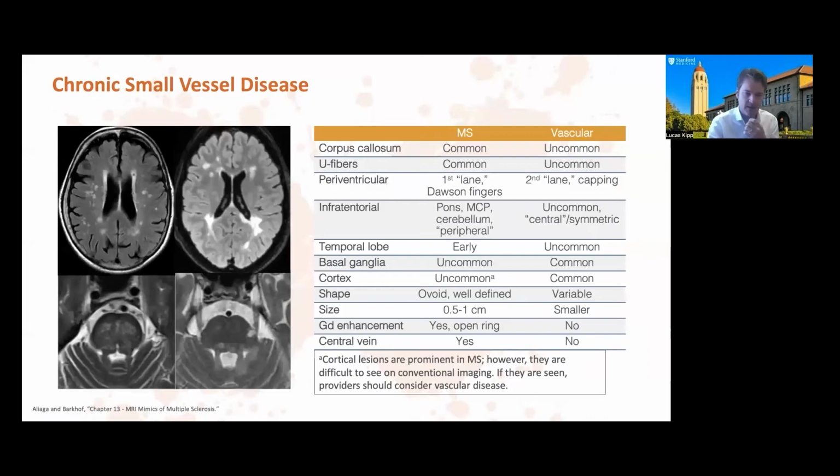And so even though other diseases can give you white spots in some of these areas, you need to have that typical clinical syndrome to help increase the likelihood that what you're going to see is due to MS. And chronic small vessel disease can give you what's called ventricular capping, but it looks very different than the round ovoid lesions in MS. Same thing here in the pons. Here's an MS-looking lesion here and here. This is more of a patchy, ill-defined hyperintensity.